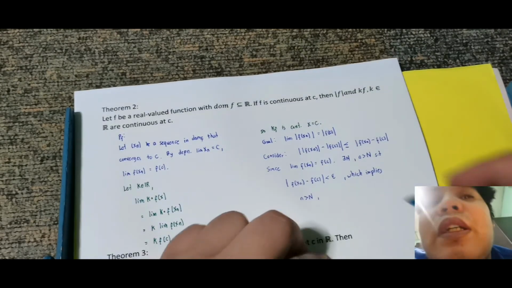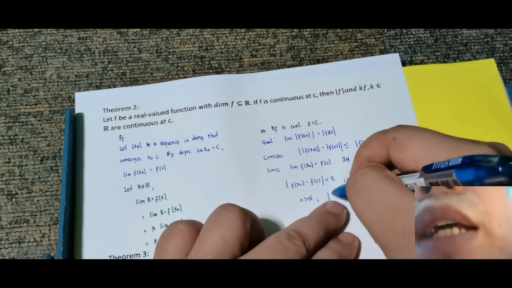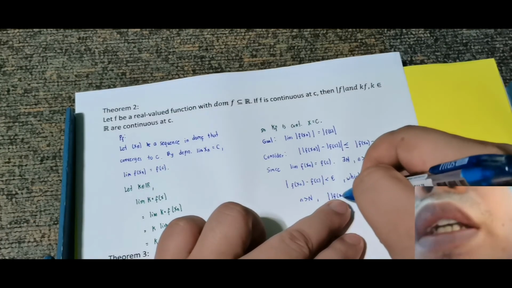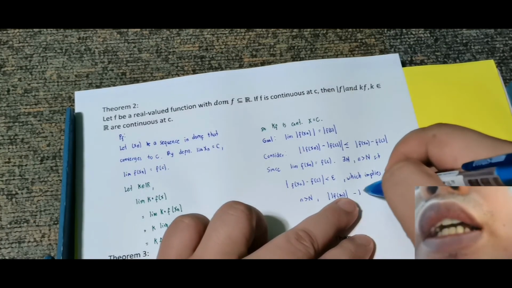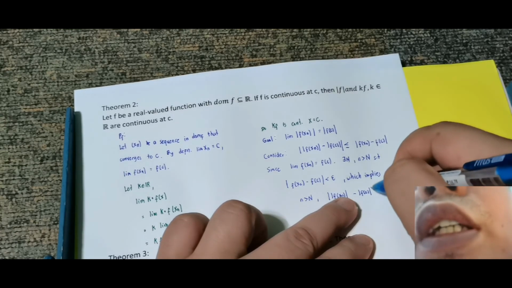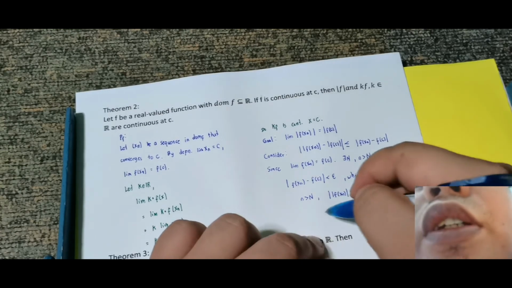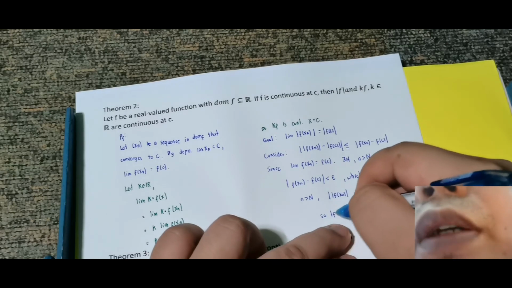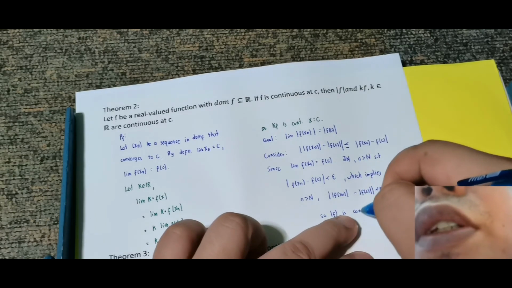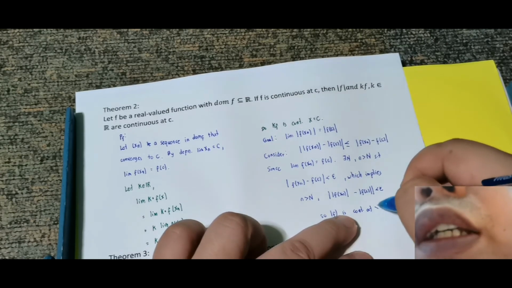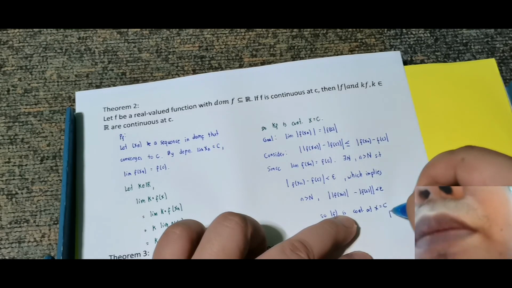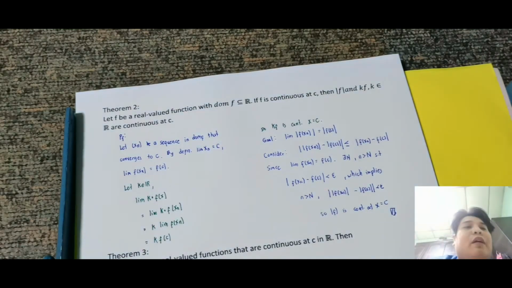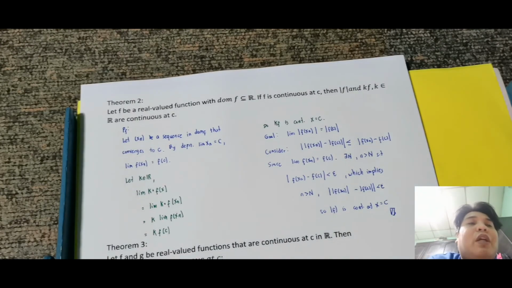So for n greater than n, si absolute value of f of x sub n is less than absolute value of f of c, which is less than epsilon. So, absolute value of f is continuous at x is equal to c, and therefore this is done. Okay, so ganun yung naging flow nung proving.